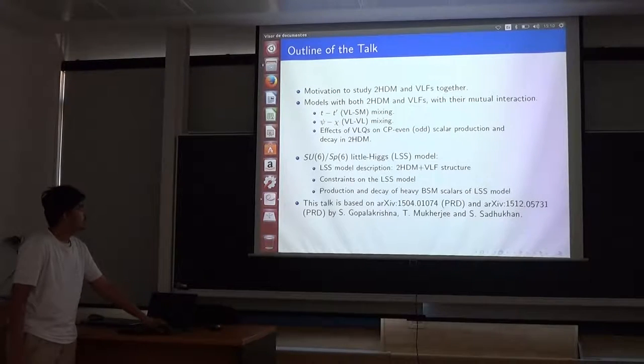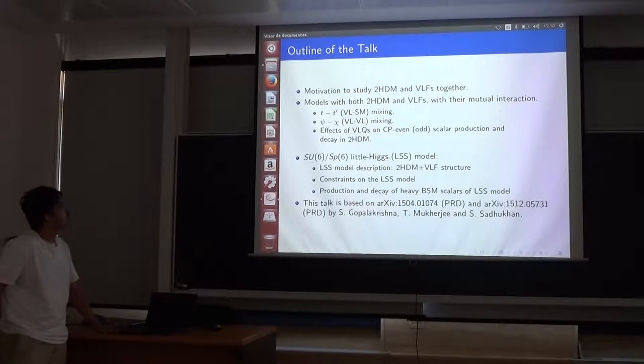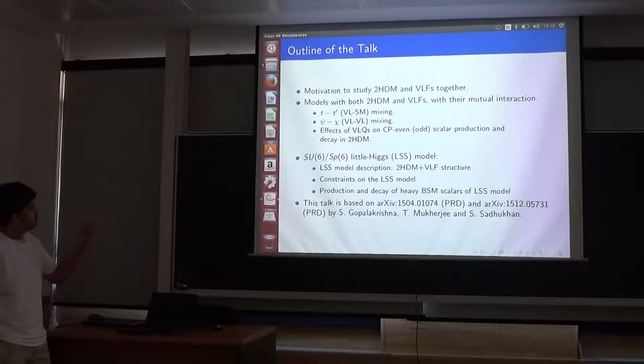So this is the motivation outline. First we'll say why we are studying the 2 Higgs doublet model and vector-like fermions together, and then we construct some models with both, and add their mutual interactions. First we do it where vector-like fermion and standard model fermion mixing is present, and another case where vector-like fermion mixing between themselves is present. Then we look at the effects of vector-like fermions on CP even or both kinds of neutral scalar production and decay in the 2 Higgs doublet model.